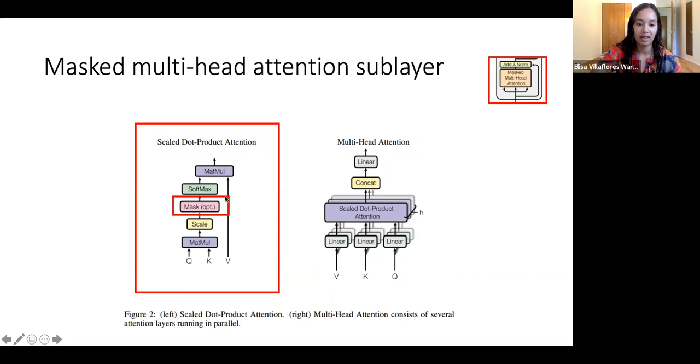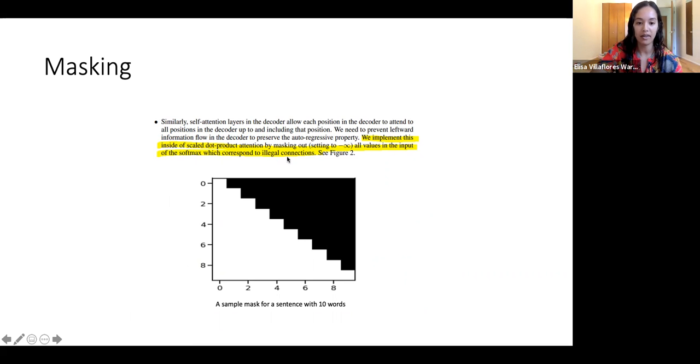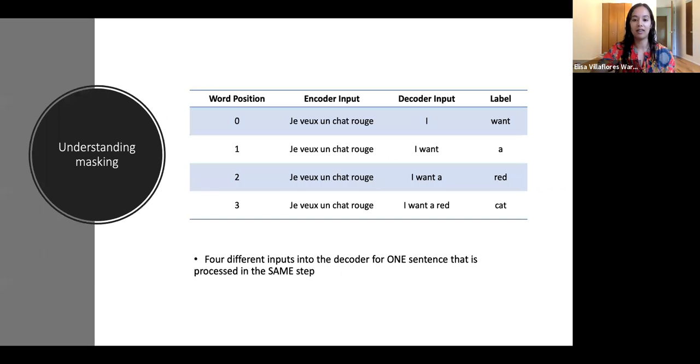First, let me go back and note where the mask is. Basically, once we multiply the query times the key, we apply the mask before doing the softmax function. So that's where it's used. All right, so here's a sample mask for a sentence with 10 words. This is what it looks like. And it's binary, so black is 0 and the white space is 1s. And the reason why they decided to use masks is this.